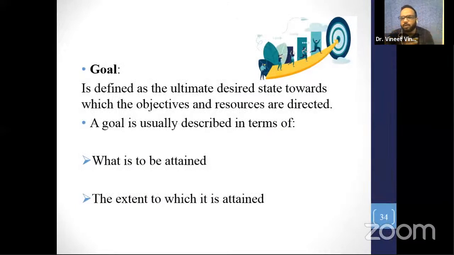What is a goal? Goal is defined as the ultimate desired state towards which the objectives and resources are directed. So there is only one goal and there are a number of objectives, everything coming towards that goal. So goal is usually described in terms of what is to be attained and the extent to which it is attained. That is called a goal.